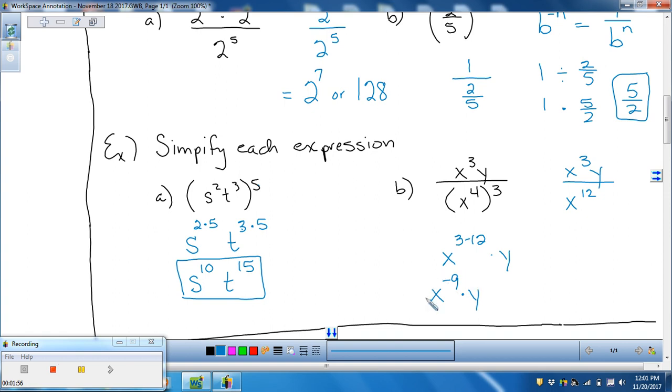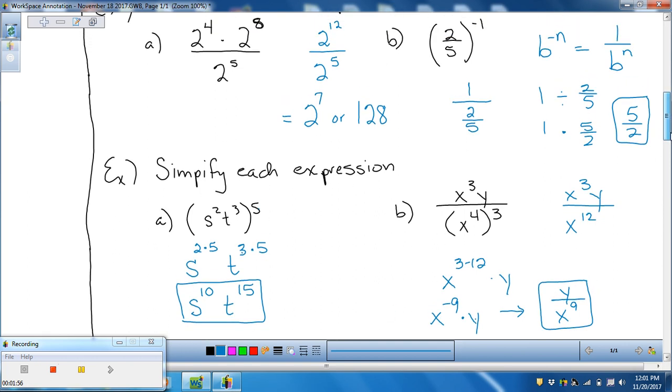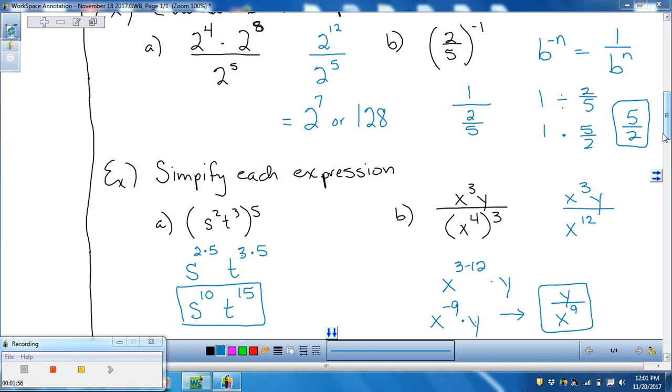Sometimes in calculus we leave it in this particular format, but most of the time we are going to go without the negative exponent. So to make that a positive exponent, we're going to move it to the denominator. So we end up with y on the top divided by x to the 9th on the bottom. And this is our final answer. Go ahead and pause, finish copying down these examples, and we will move on to some more examples.